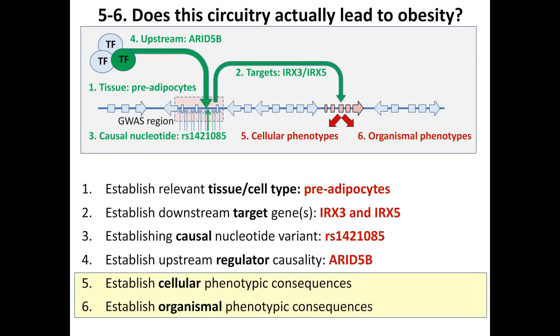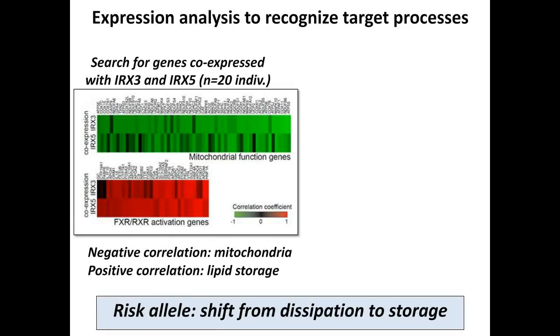So we have uncovered the regulatory circuitry of the FTO genetic association with obesity, but we don't know yet how does this circuitry actually lead to obesity. And in order to do that, we need to understand the cellular and the organismal phenotypes that are affected. To do this, we basically carried out a co-expression analysis across a large number of individuals to look for genes that are positively and negatively correlated with IRX3 and IRX5.